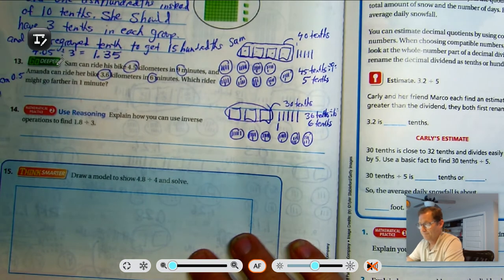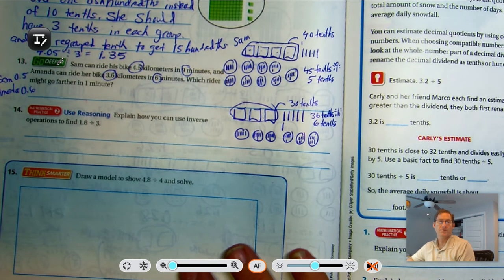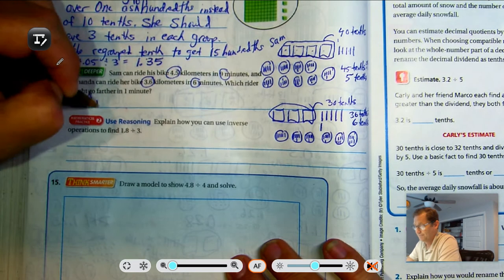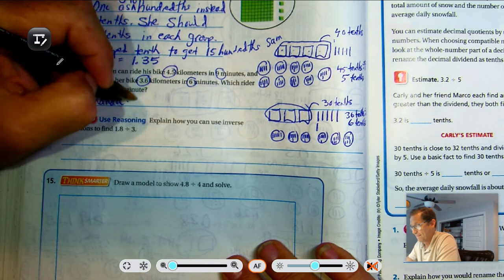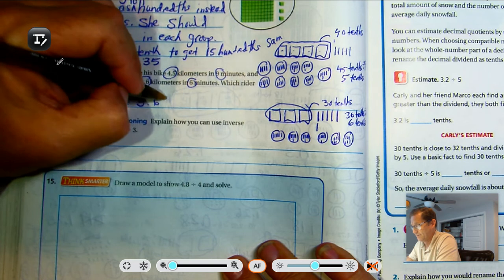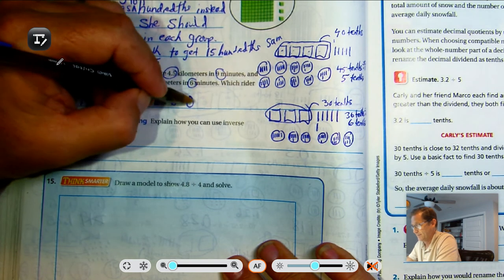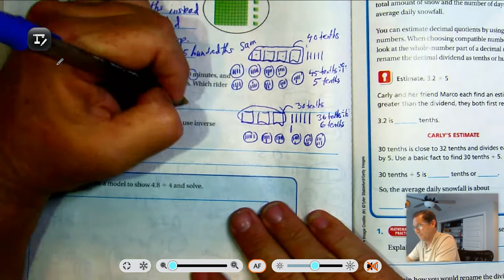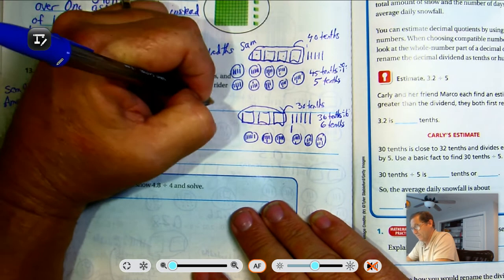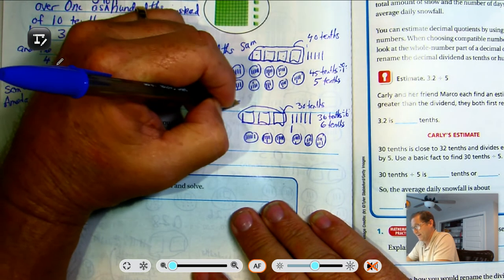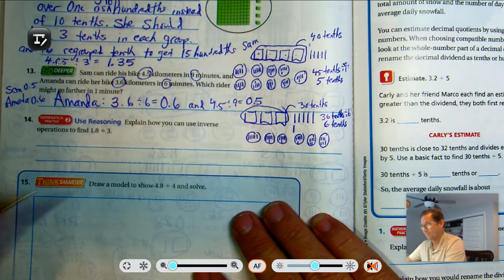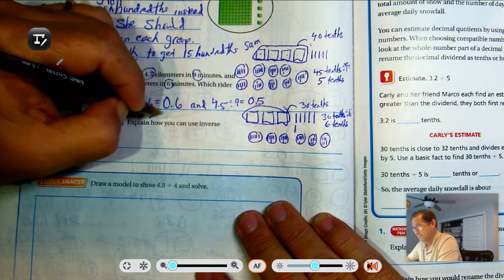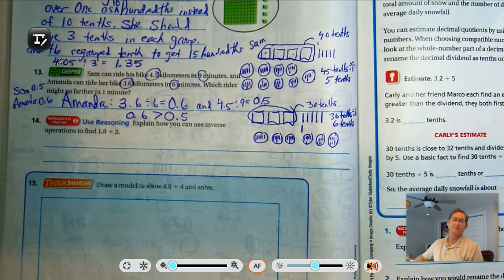So Amanda, 6 tenths. So who can go farther in 1 minute? Amanda. 3 and 6 tenths divided by 6 equals 6 tenths. And 4 and 5 tenths divided by 9 equals 5 tenths. 6 tenths is greater than 5 tenths.